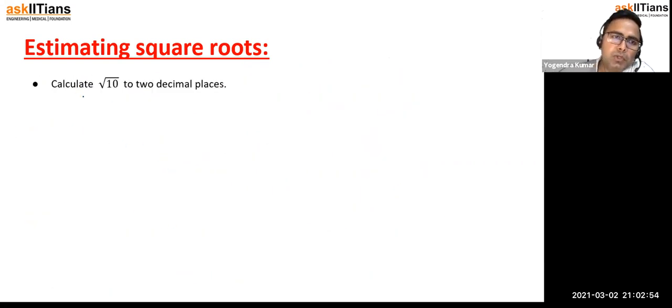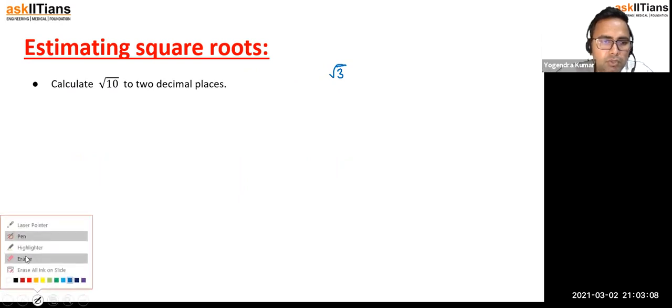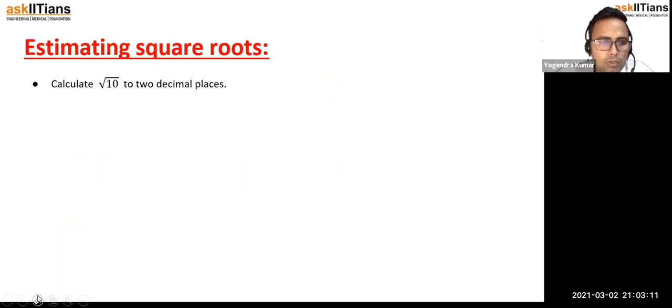Let's see one more example. Calculate root 10. Now let's see again, root 10 is between what? Okay, I need to go for root 9. What are the perfect square numbers? Root 9 is 3. Now root 16 is 4. Now what is the number we are looking for? Root 10. So it is going to be something like this, and it is again closer to 3.